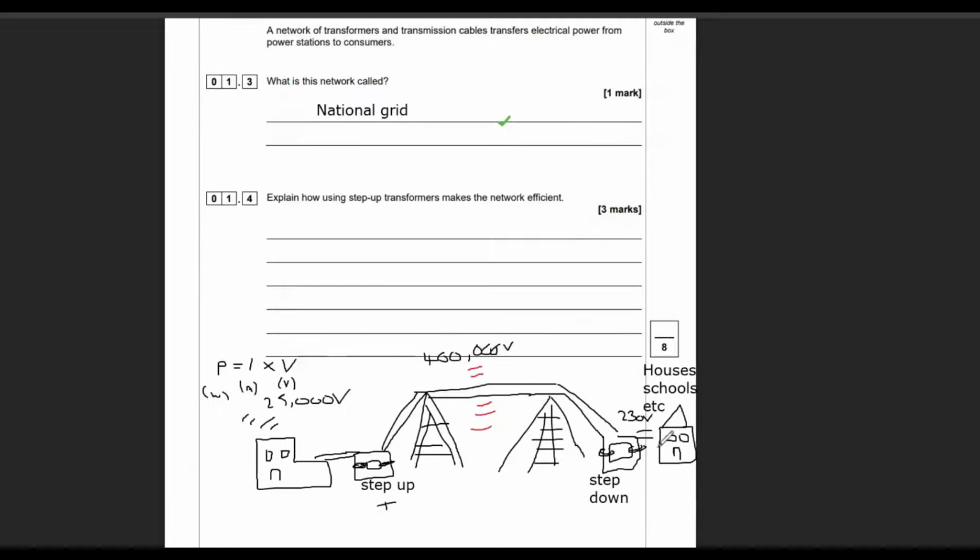So the current goes way up, and you can deliver current to lots of people's houses. And there you go. It's a way of transferring power with a low current so you don't lose heat. And that's what we need to write here. So explain how step-up transformers make the network efficient.